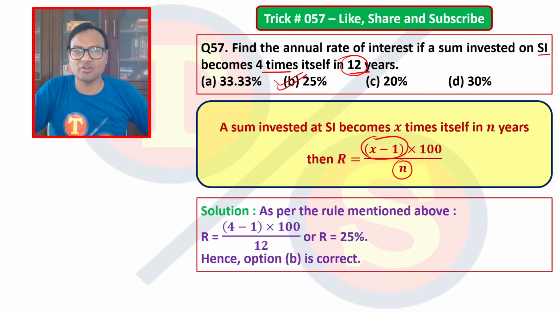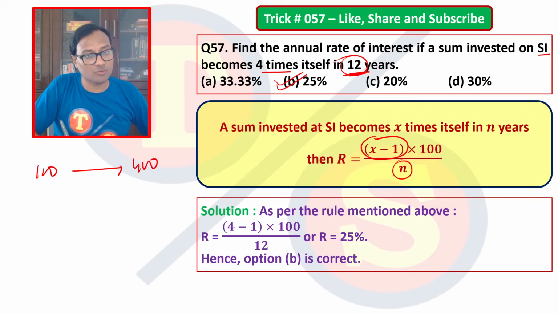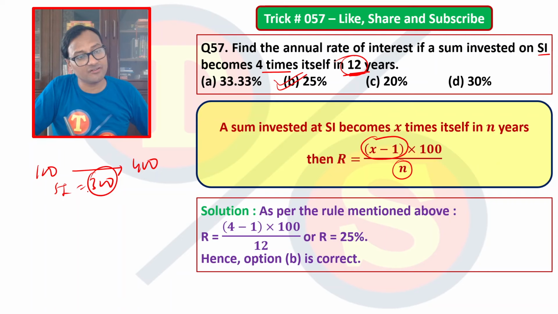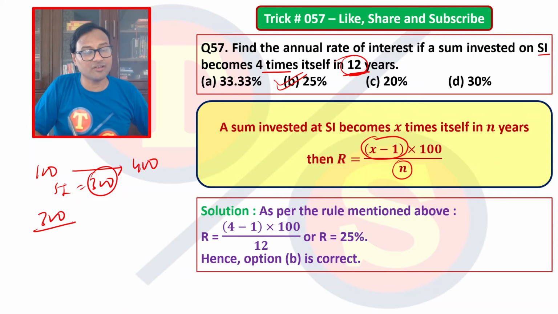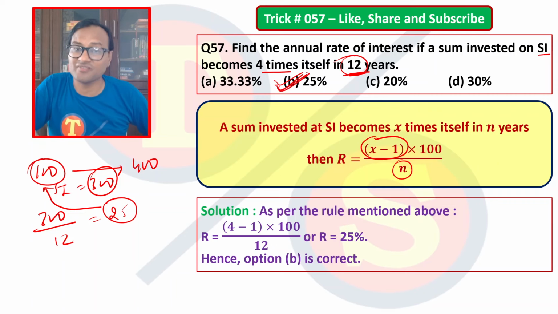This is again based on a very basic concept. If I invest 100 rupees and after 12 years I am getting 4 times, meaning 400, what is the interest earned in this period? That is 300. So if I am earning 300 rupees interest in 12 years, then in 1 year I will earn 25 rupees. 25 rupees over 100 in 1 year is 25%. So that is the rate of interest.